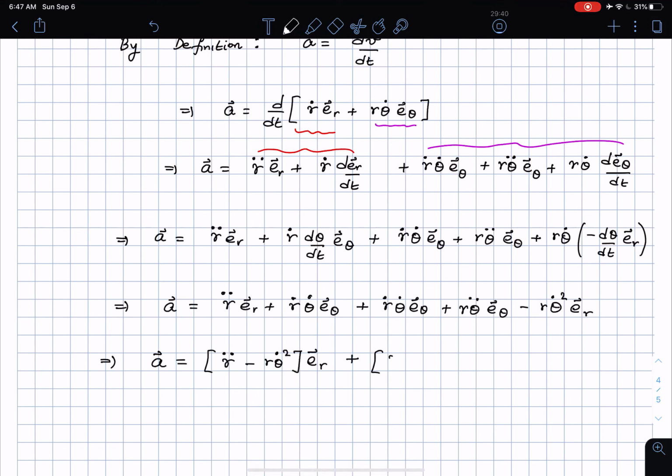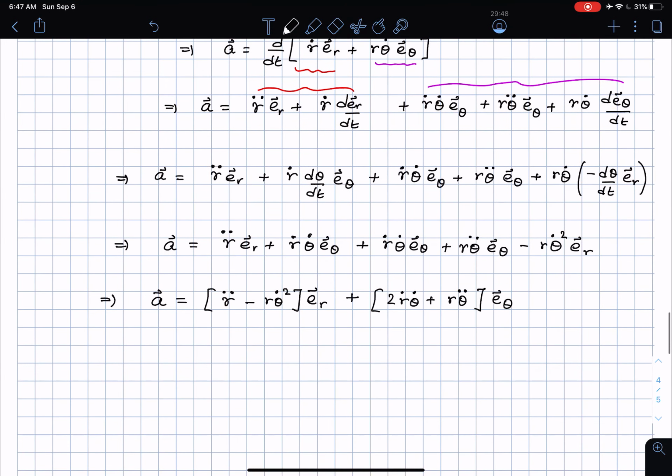Acceleration is going to be the following big expression: r double dot minus r theta dot square in the er direction, plus 2 r dot theta dot plus r theta double dot in the e theta direction. This can be written in the form ar er plus a theta e theta.